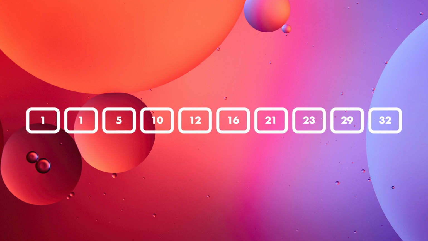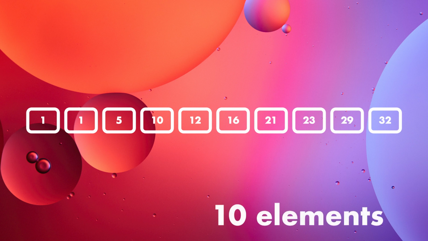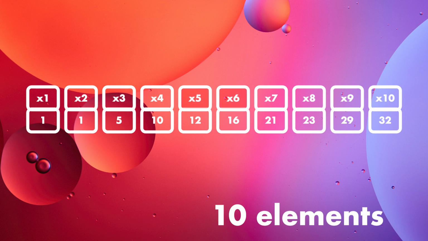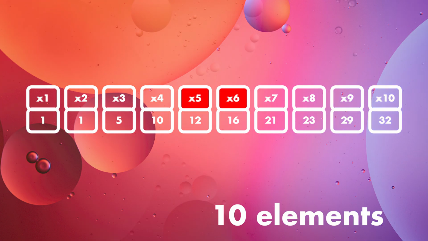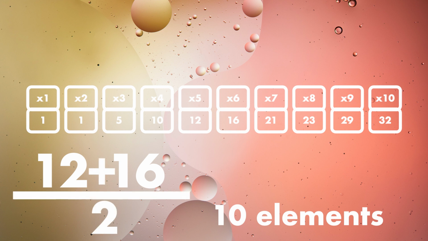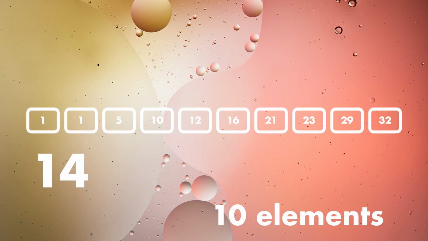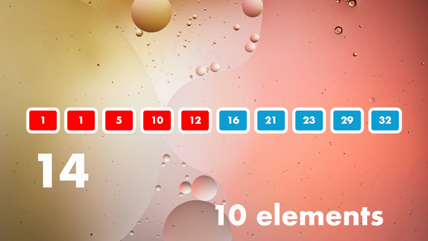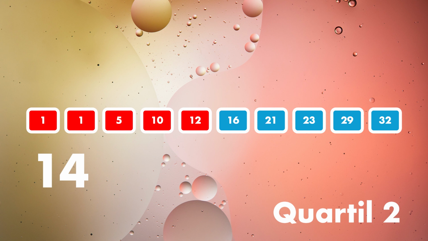We have a total of 10 elements, so the middle of the values will be between the 5th and the 6th element, that is, between 12 and 16. The midpoint between 12 and 16 is 14. This value, the 14, divides the dataset into 2 halves and represents the second quartile.